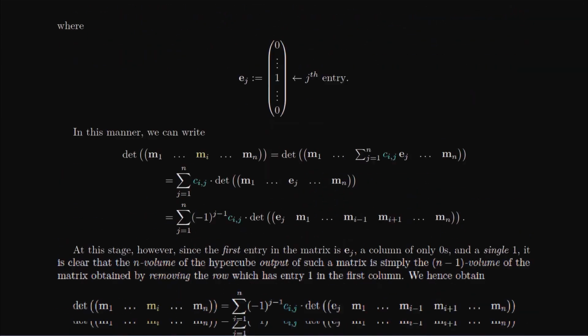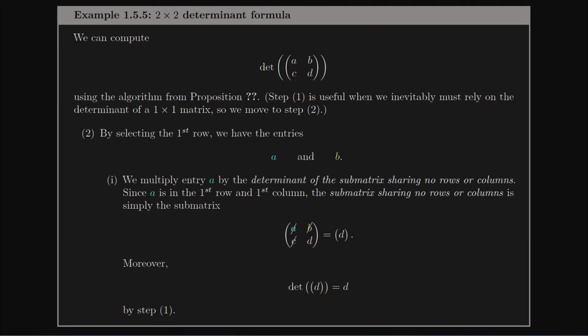So we're going to go ahead and see this in action here with the 2 by 2 determinant formula. So here we have the determinant of the matrix A, B, C, D. We're just going to go right ahead, and we are going to select the first row of this matrix. And then for each entry in the first row, A, we remove the row and the column, and we're just going to multiply it by the determinant of the submatrix, which in this case is just D. We're also going to grab the B here. We're going to isolate B, multiply it by the determinant of the submatrix C. So we'll have B times the determinant of C.